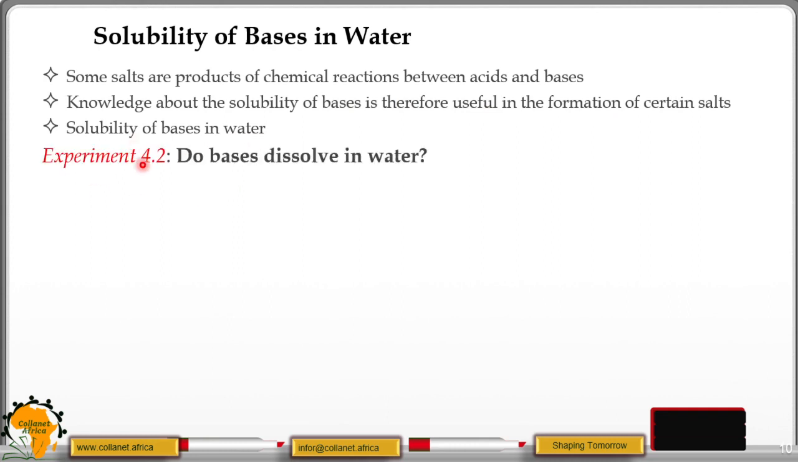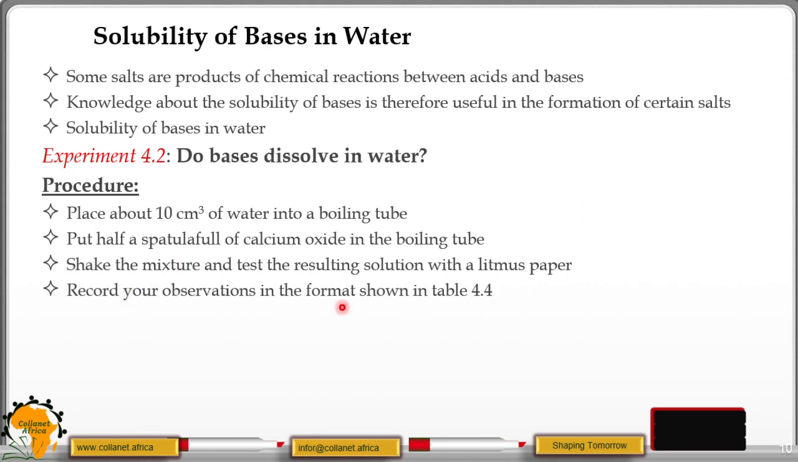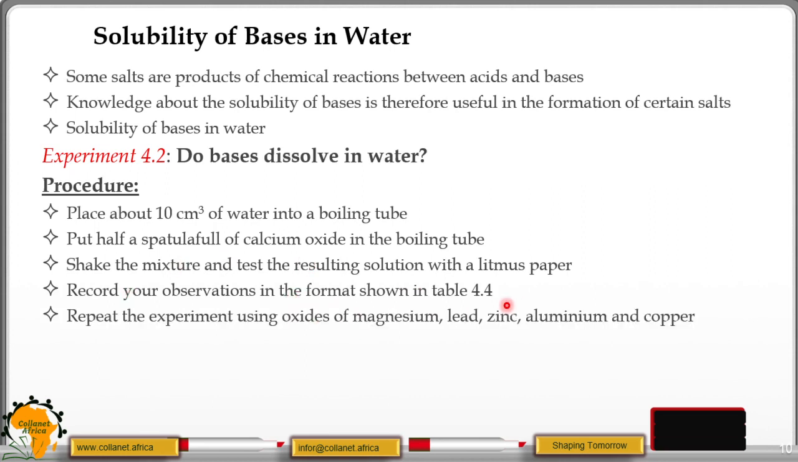Let's look at experiment 4.2. It shows how bases are dissolved in water. This is the procedure. Place about 10 cubic centimeters of water into a boiling tube. Put half a spatula full of calcium oxide in the boiling tube. Shake the mixture and test the resulting solution with litmus paper. Record the observation in the format shown in table 4.4.